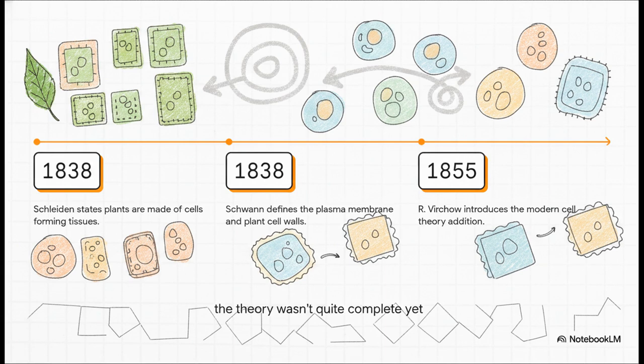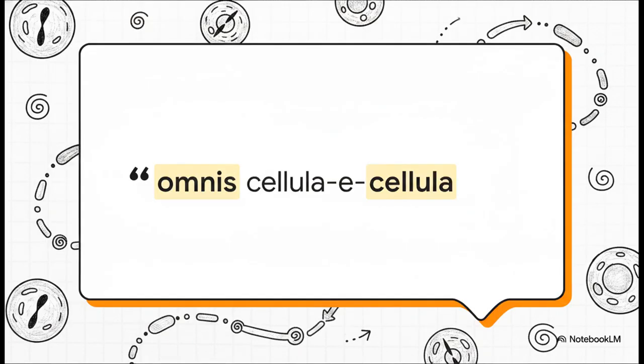But there was still a huge piece of the puzzle missing. Where were these cells actually coming from? And that brings us to 1855, when R. Virchow drops the modern addition to cell theory. Before this, you gotta understand, a lot of people genuinely believed in spontaneous generation, like the idea that life could just magically spring forth from dead matter.